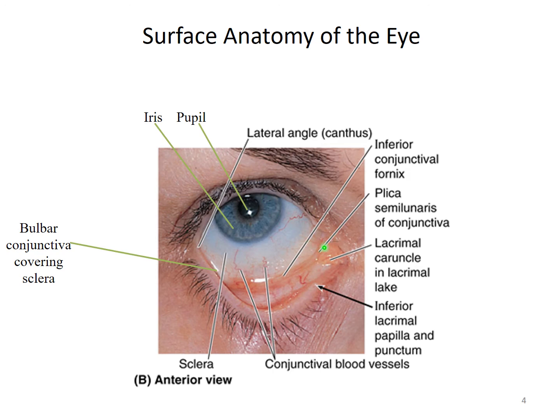There's the lacrimal caruncle within a lacrimal lake. Okay. There's also a semicircular skin over here, or half moon shaped. It's what's called the plica semilunaris. Okay. Down here you also have then, this is the inferior lacrimal papilla and punctum. That is part of the drainage system for tears.